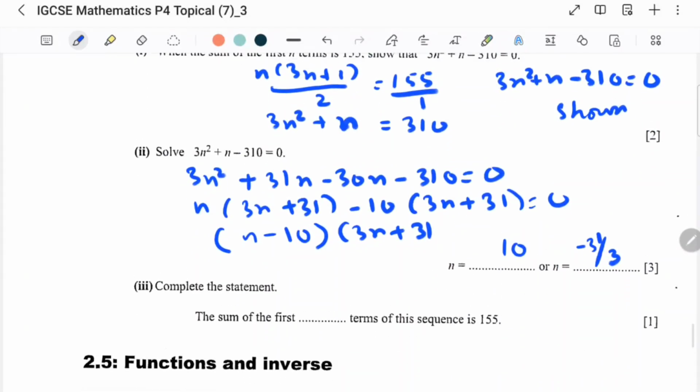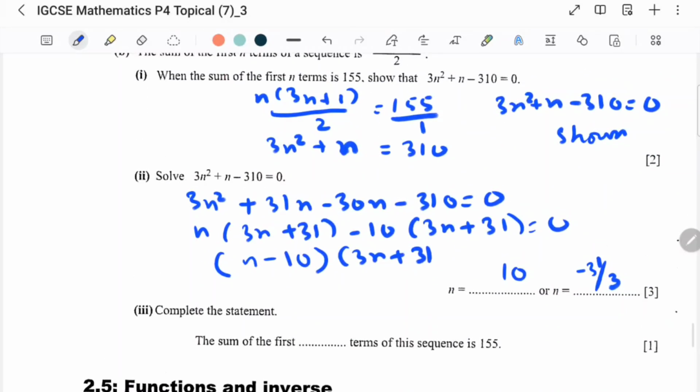Complete the statement. Sum of the first how many terms is 155? So sum of the 10 terms, the positive one. I hope you understood. Alright, so that's all for today's lesson on sequence.